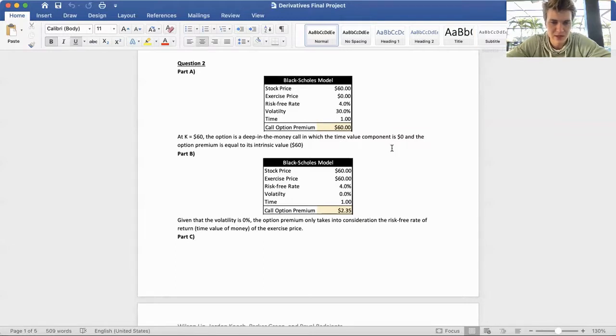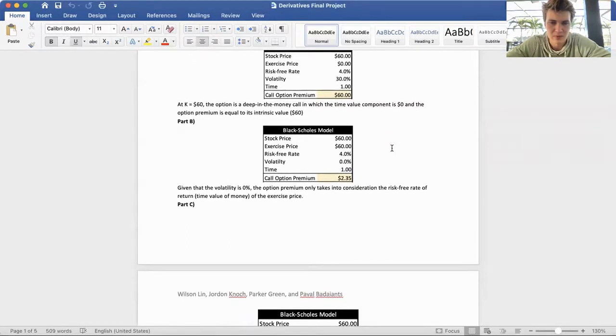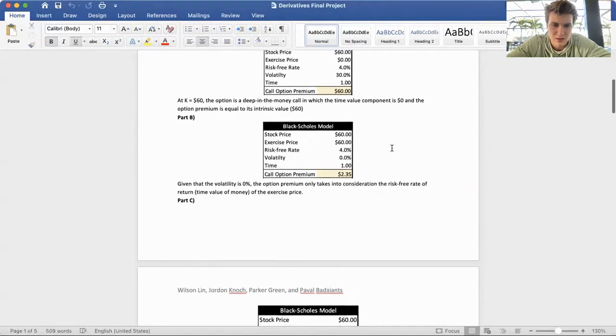Moving on to part B, just like the last question, we're at the stock price of $60. Exercise price is also $60. And then the risk-free rate's 4% with a volatility of 0%. And the time is also 1 year. This makes the call option premium worth $2.35.